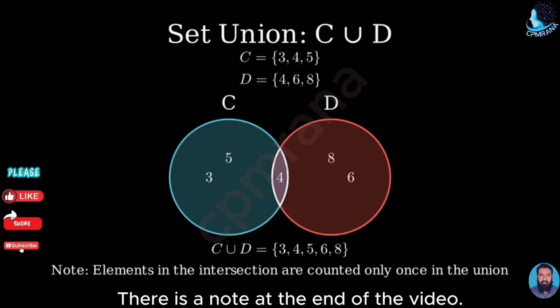Notice how each element appears exactly once in the union, even though 4 appears in both original sets.